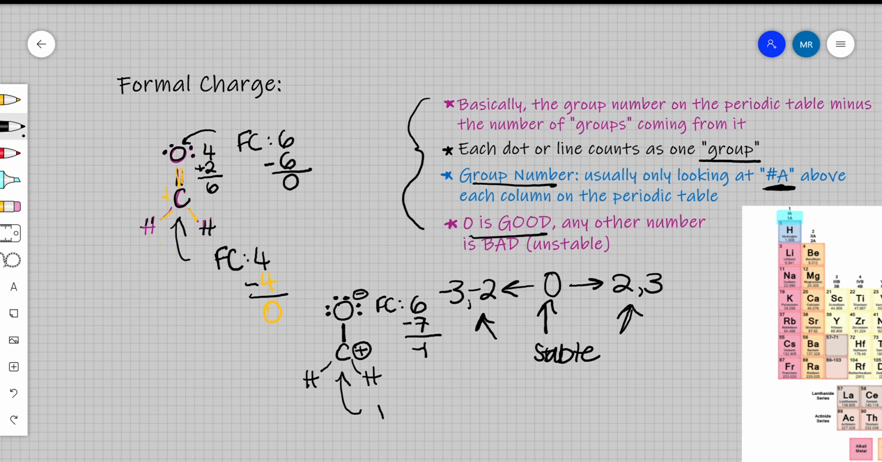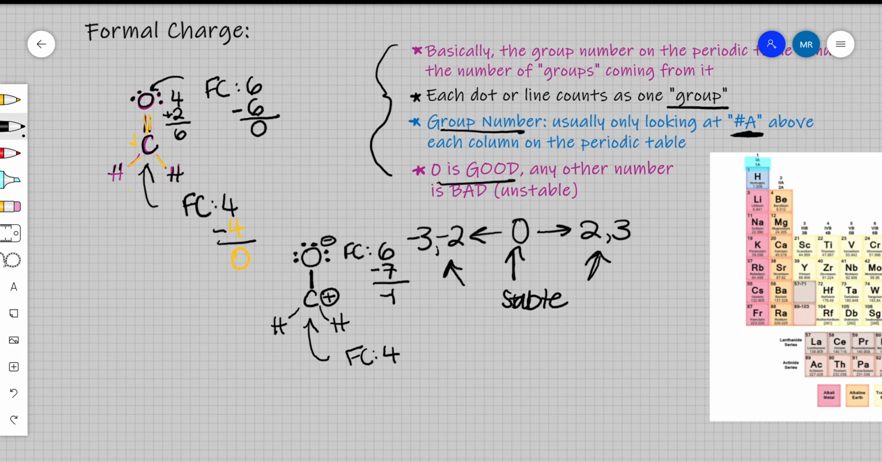And then if we look at the carbon, well, we know that carbon wants 4, but then we look at what's coming from it, 1, 2, 3 groups, so we subtract 3, and we get a +1 charge, so a formal charge of +1. So this molecule overall is not stable, as you have the negative and the +1 in terms of formal charge, but this molecule would be stable as all of its elements have a formal charge of 0, so that's good.